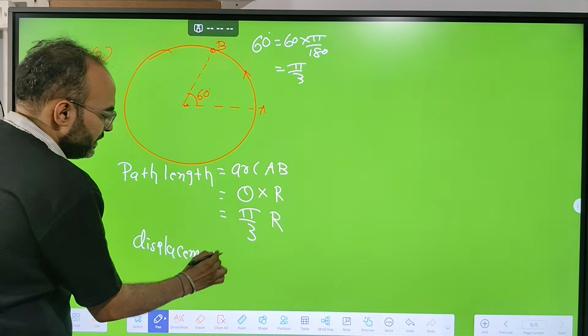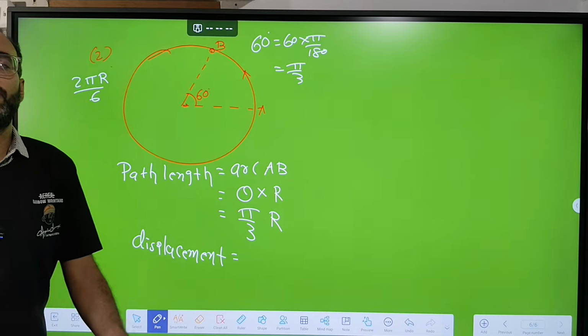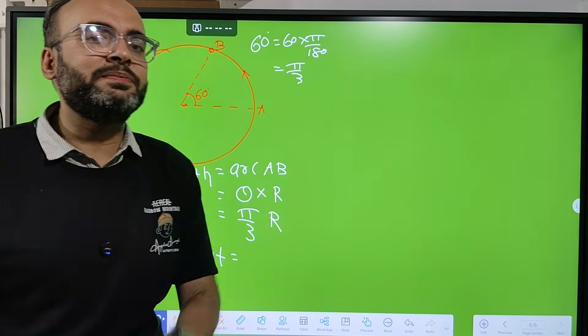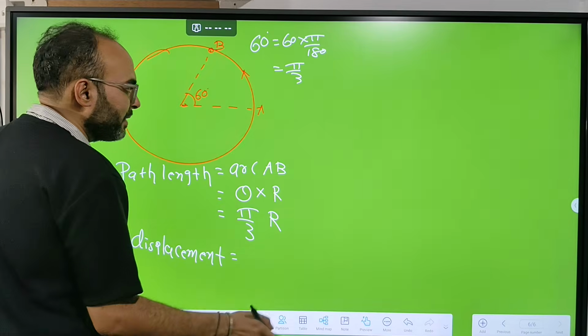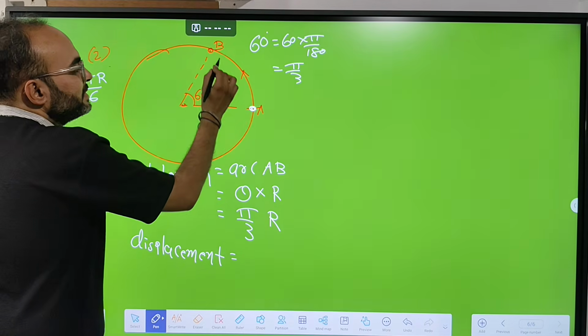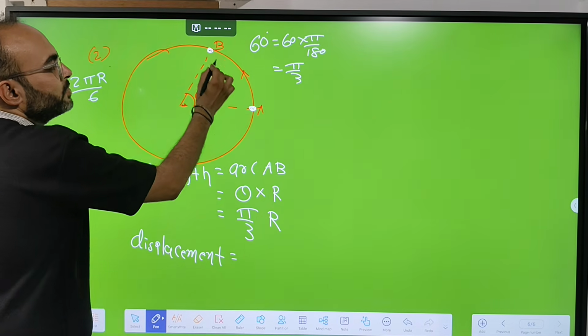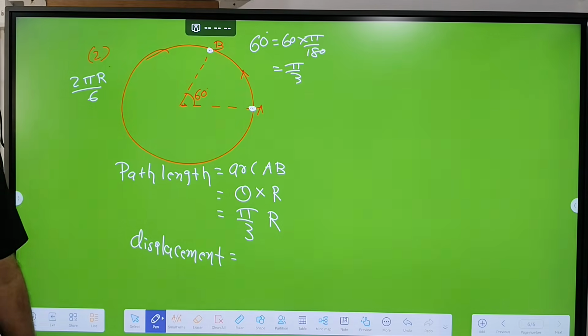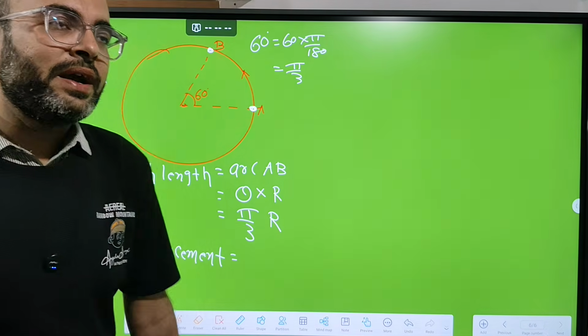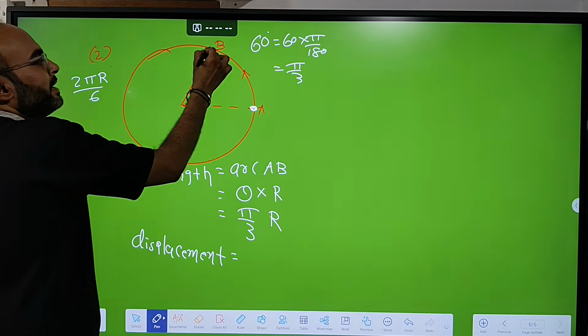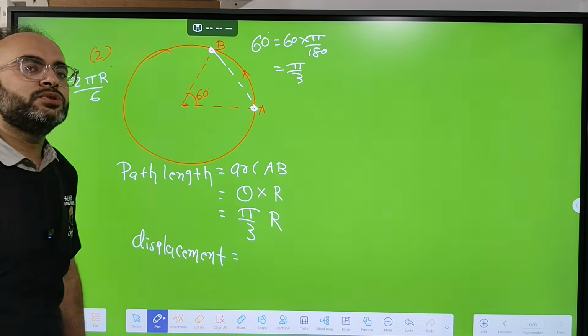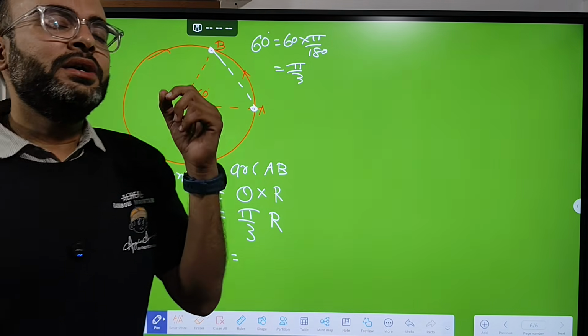Chalo, next is displacement. Now how to find displacement? Displacement means shortest distance between initial and final position. How to find it? Join initial and final position by a straight line.